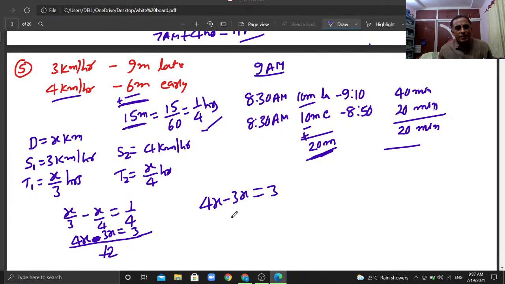What is 4x minus 3x? x is equal to 3 kilometer. What is x? It is the distance. Therefore, the distance between house and school is equal to 3 kilometer.